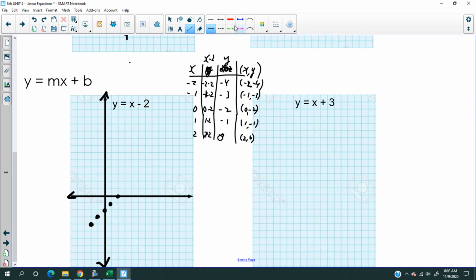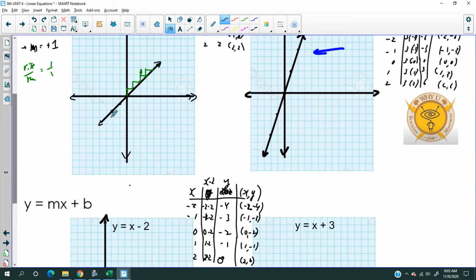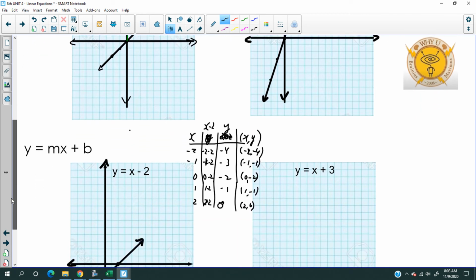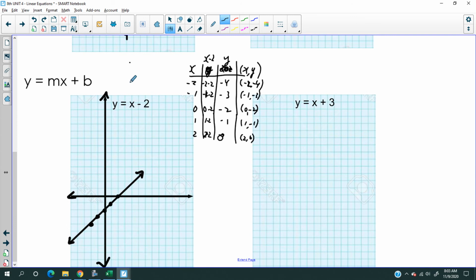Now let me connect them with an arrow. This is a little better. Notice a couple of things. First of all, if we were to compare the very first graph, the steepness is the same. It doesn't look any steeper or less steep than the other one. So the slope remained the same. The slope here is 1.